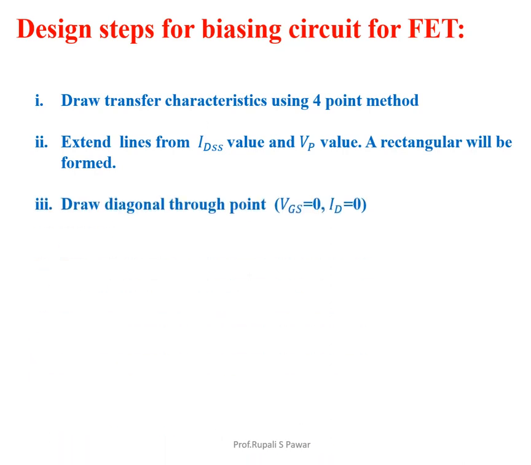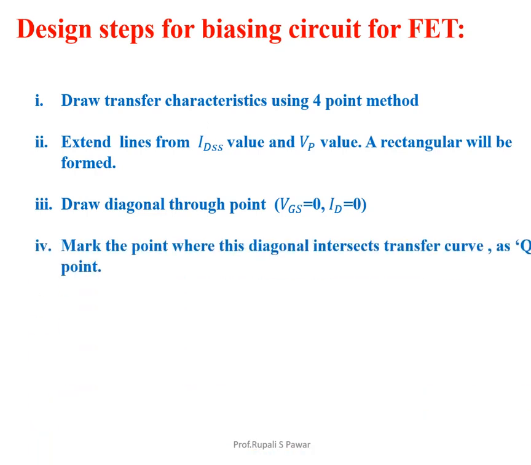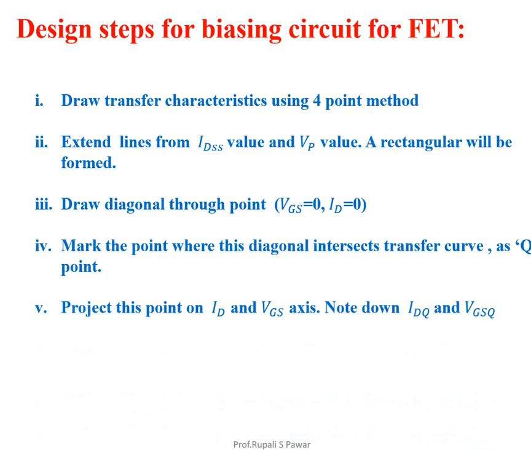Step 3. Draw diagonal through point VGS equal to 0 and ID equal to 0. Step 4. Mark the point where this diagonal intersects transfer curve as Q point. Step 5. Project this point on ID and VGS axis and note down IDQ and VGSQ. Step 6. Calculate RS as RS equal to VGSQ upon IDQ.